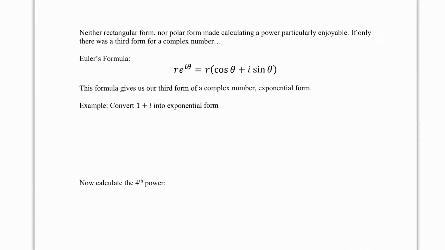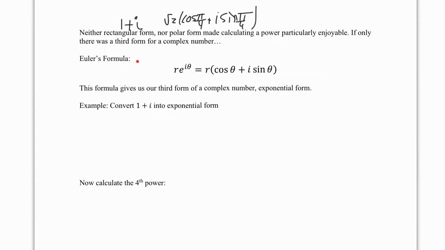So neither rectangular form, the 1 plus i business, nor polar form, which was root 2 cos pi over 4 plus i sine pi over 4, made calculating the power particularly enjoyable. If only there was some third form for a complex number.